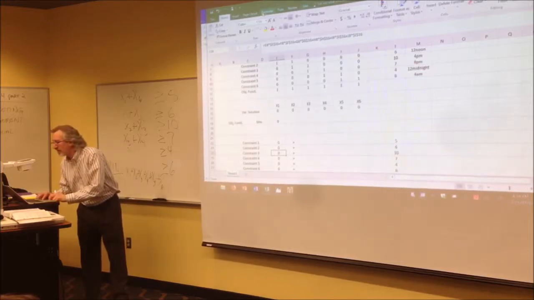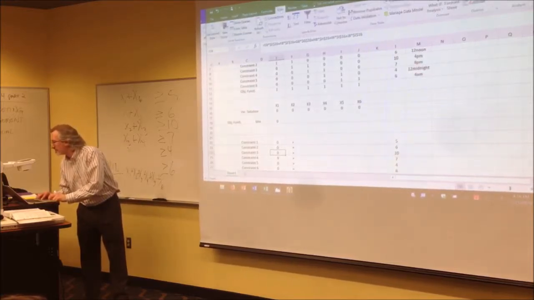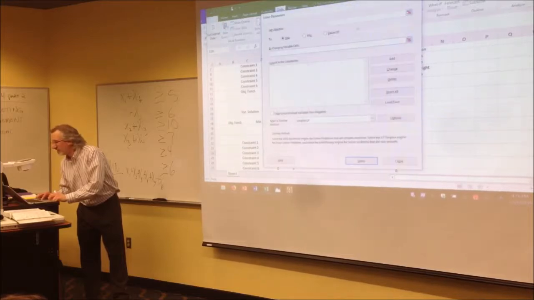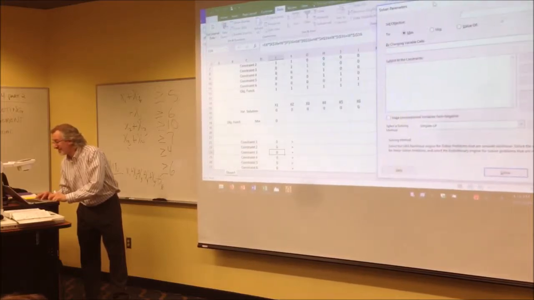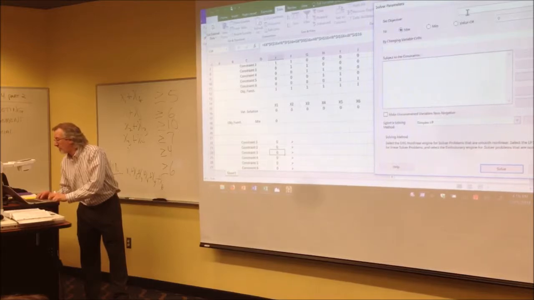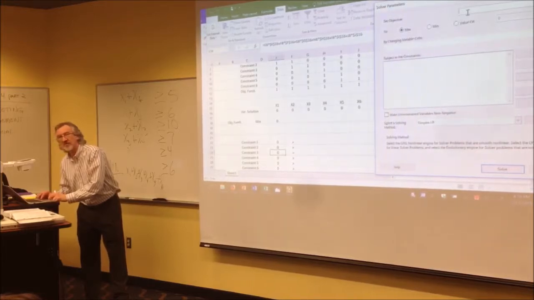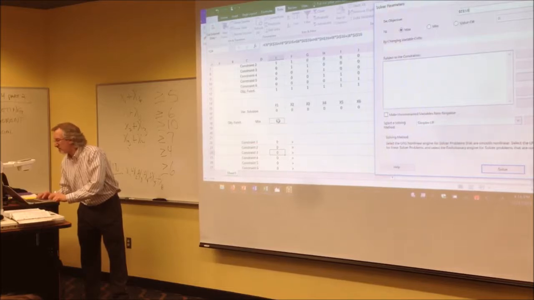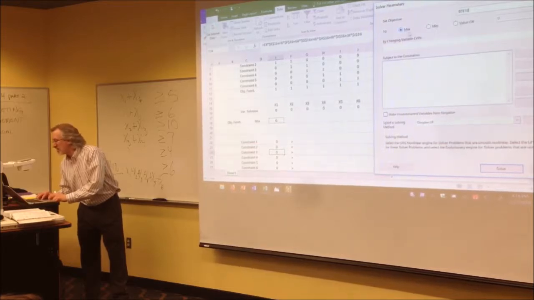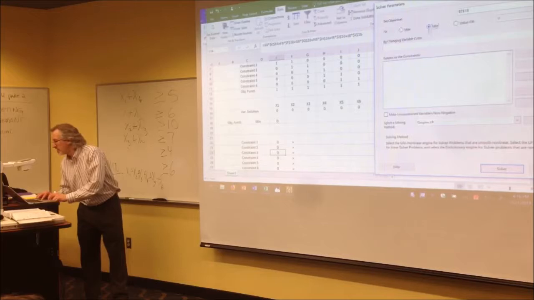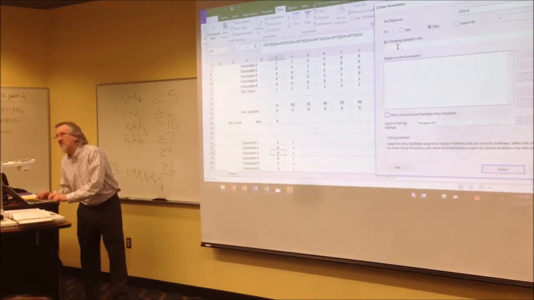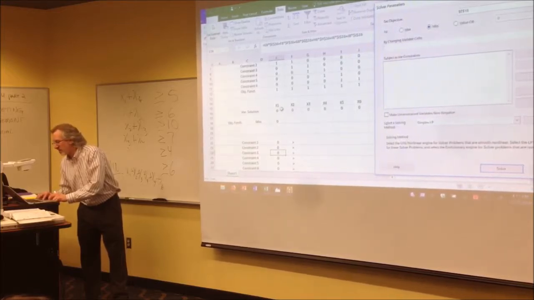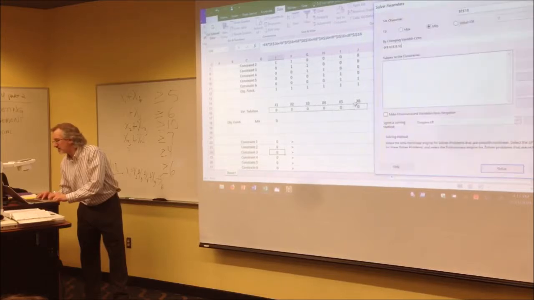Solver. Wait. Data. Solver. Look, there's no numbers. What do I put here in set objective? Which is where? E18. Thank you. Is this a max or a min? Go over here, hit min. By changing variable cells, which cells? E16. Thank you. Right there, E16 through J16.